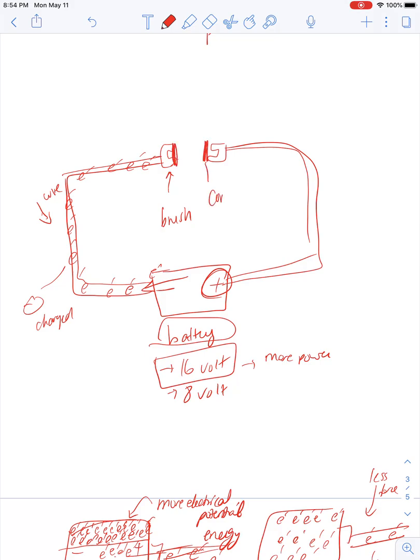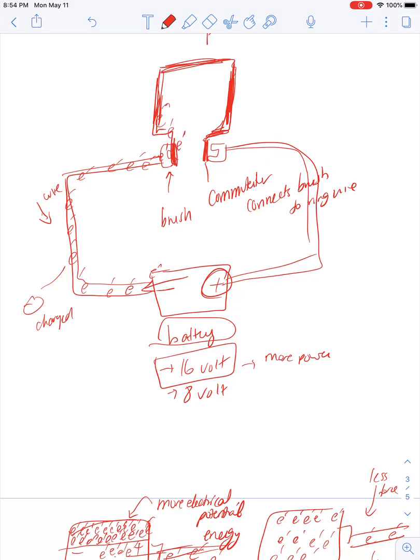Okay, so this is the commutator. And a commutator is basically this metal, and it's connected to this wire. So the commutator connects the brush to this wire ring. Okay, so the electrons are moving. They move through the brush. Then they move through this commutator. Now they're moving through this ring here.